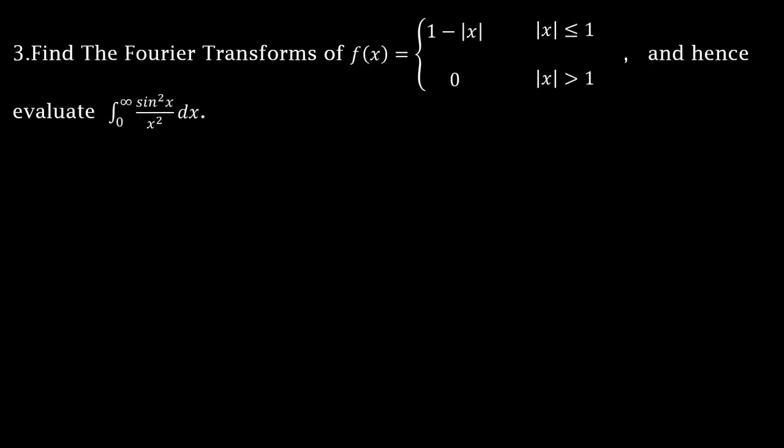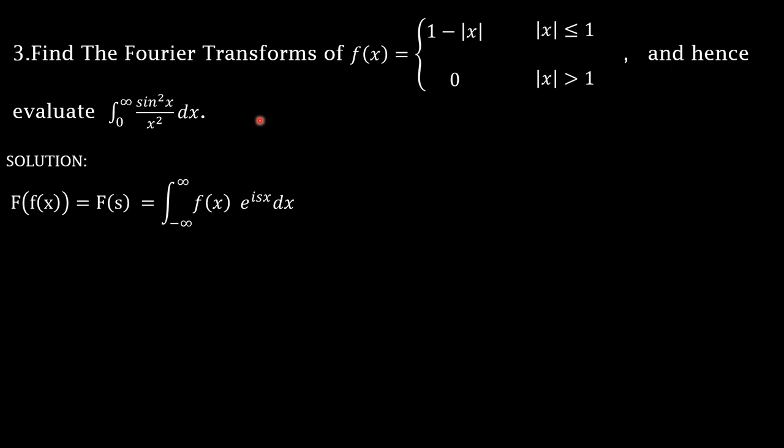Next example, to find the Fourier transform of the function f of x is equal to 1 minus mod x for mod x less than or equal to 1 and 0 for mod x greater than 1. And hence, they are expecting you to find the value of the integral sin square x by x square for all those x varying from 0 to infinity. Let me first concentrate on the Fourier transform and evaluate the integral in the later stage.